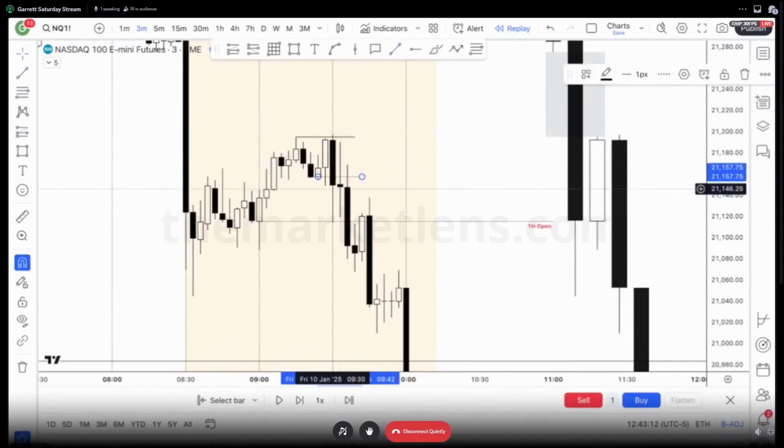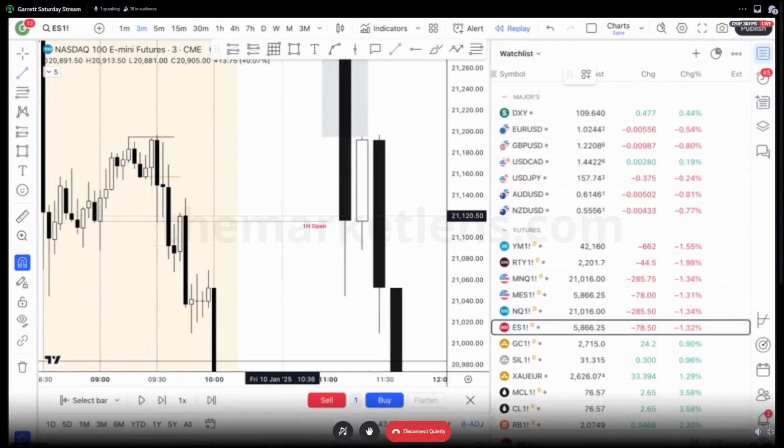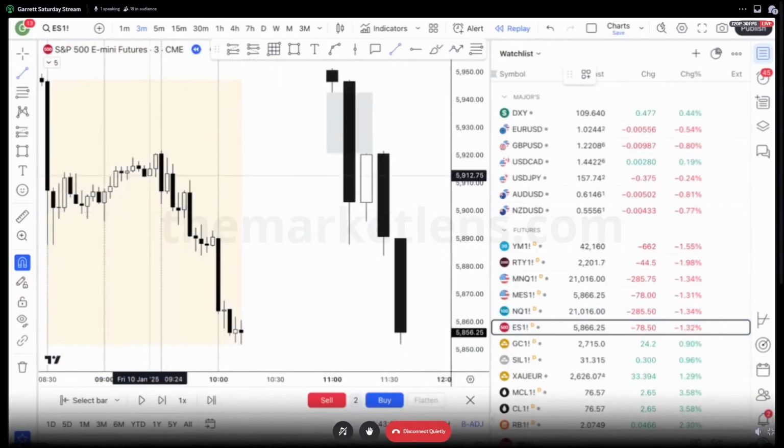Right, so we have the 9:30 open right here. We just manipulate this little high and we expand away. That's what we want to see, right? And on ES, we have nice propulsion blocks. If I show you here, we just have a bunch of propulsion blocks.